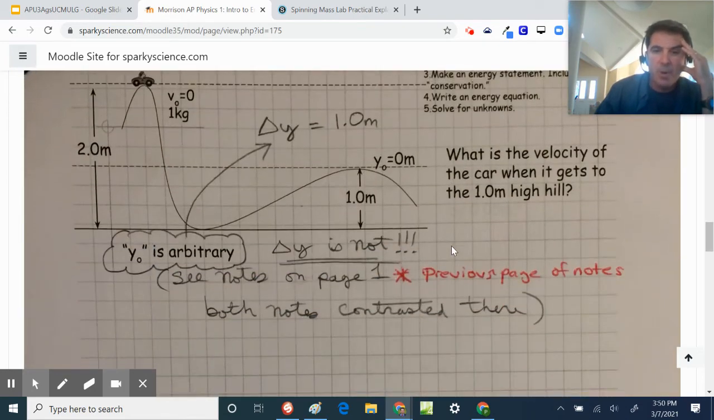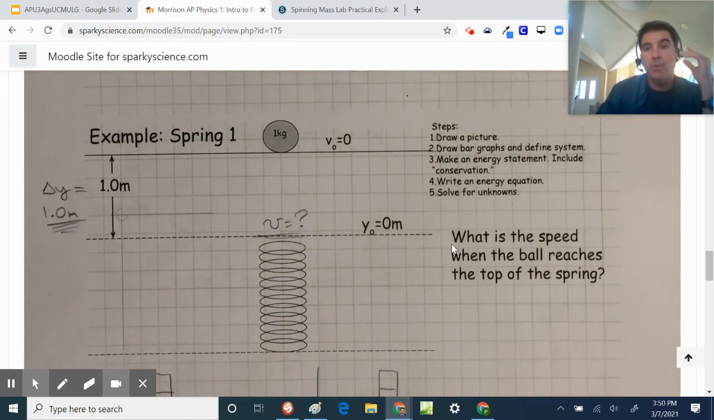Okay, that's part 2. Now we're going on to the example of the spring. In this example, all we're doing is dropping the ball this distance of 1 meter, but we're wondering how fast it'll be going the instant before it hits the spring.